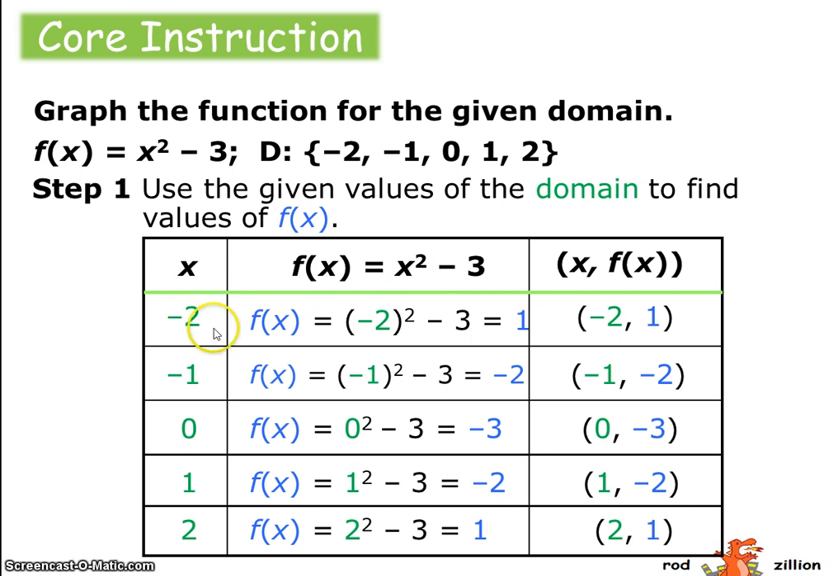So when x is negative 2, remember exponents means we're multiplying the number times itself. So negative 2 times negative 2 minus 3 is 1. Negative 1 times negative 1 minus 3 is negative 2. 0 squared, of course, 0 minus 3 is negative 3. 1 minus 3 is negative 2. And 2 squared is 4 minus 3 is 1. So I've got my subsequent coordinates over here, my ordered pairs.